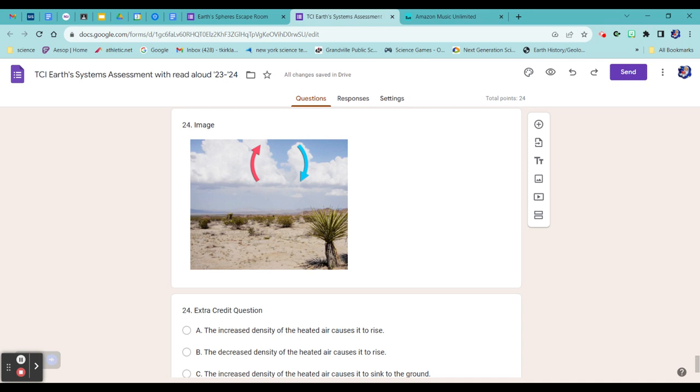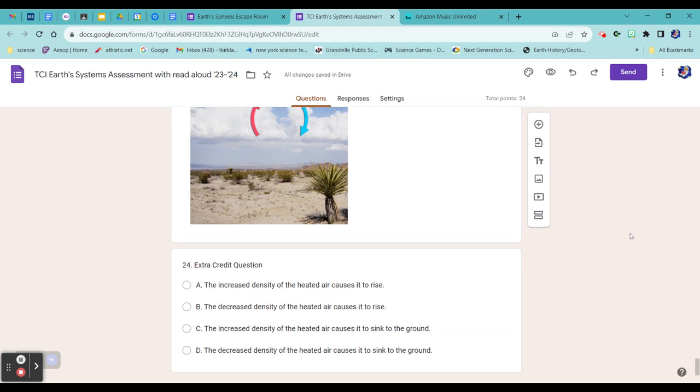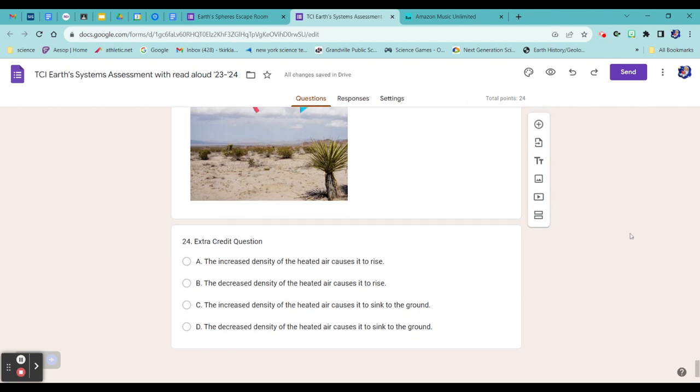24, you're going to use this image, and it's an extra credit question, which means if you get it correct, it will boost your grade. If you don't get it correct, it will not harm your grade.